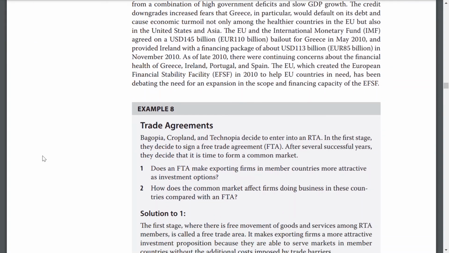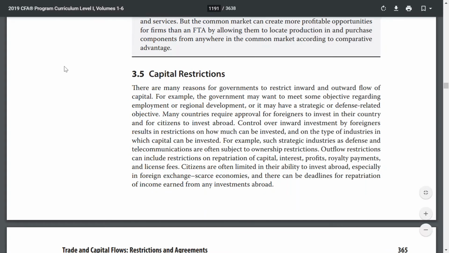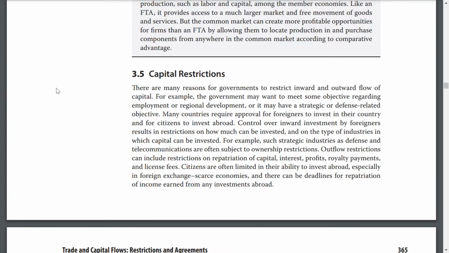Capital restrictions. There are many reasons for governments to restrict inward and outward flows of capital. For example, the government may want to meet some objectives regarding employment or regional development, or may have a strategic or defense-related objective. Many countries require approval for foreigners to invest in the country, and for citizens to invest abroad. Control over inward investment by foreigners results in restrictions on how much can be invested and on the type of industries in which the capital can be invested. For example, such strategic industries as defense and telecommunications are often subject to ownership restrictions.